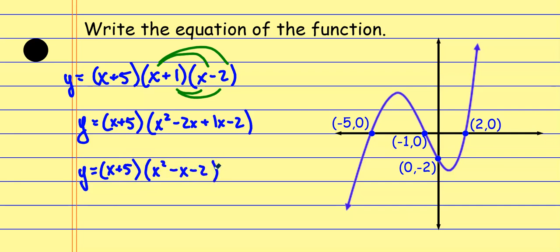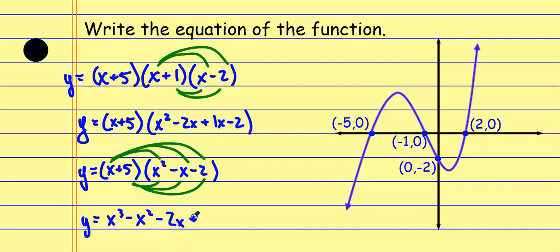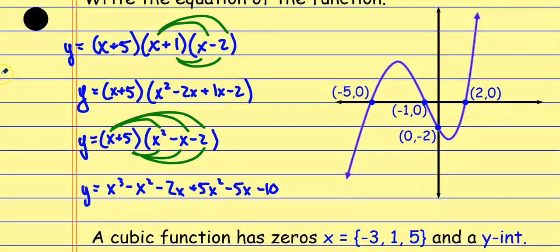And now I multiply the binomial and trinomial. So now I multiply these out. And again, I'll draw the little curves. I distribute the x, and I distribute the 5. So I end up with y equals x cubed minus x squared minus 2x plus 5x squared minus 5x minus 10. And I combine some like terms.